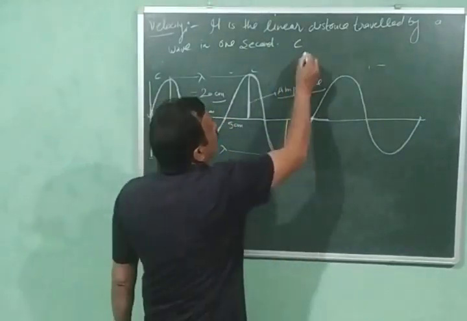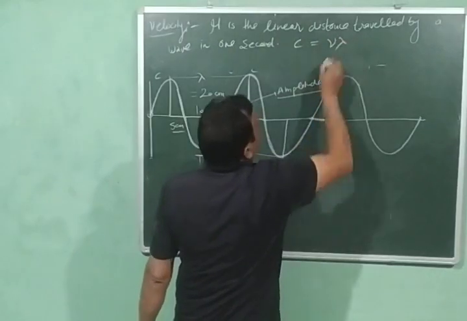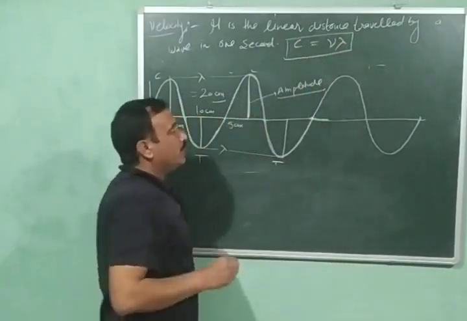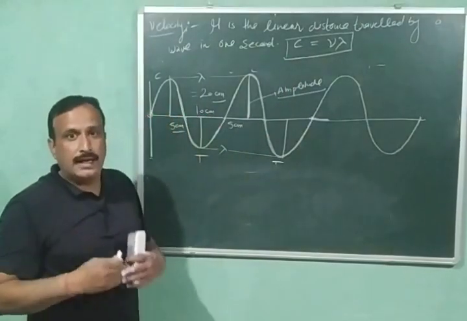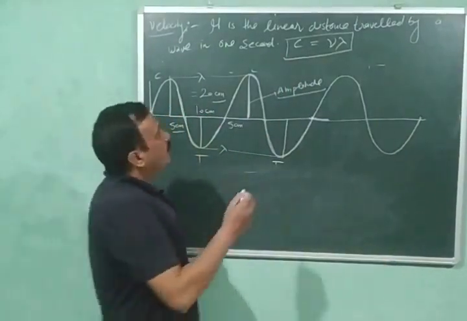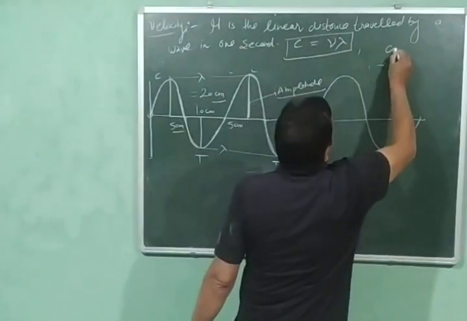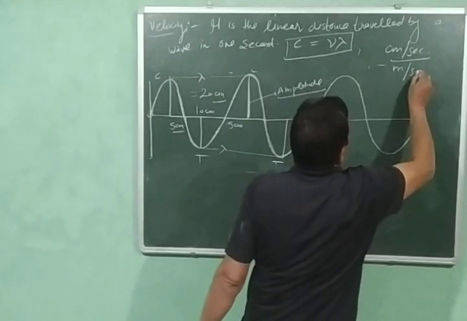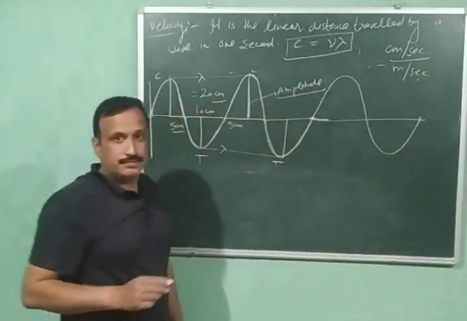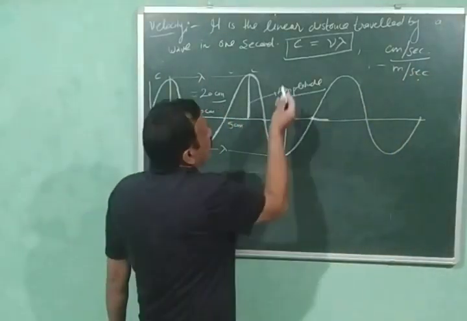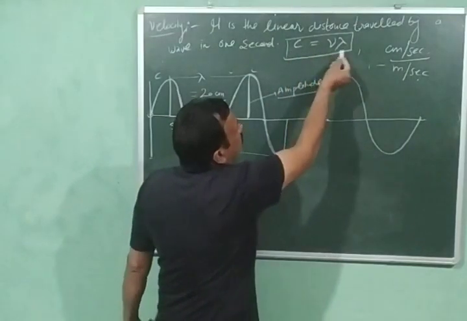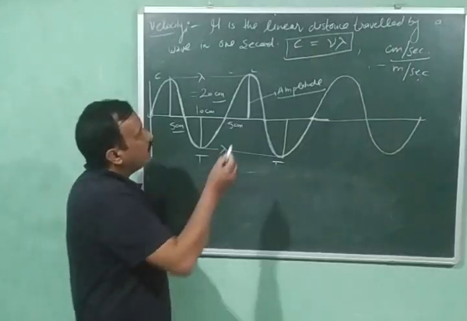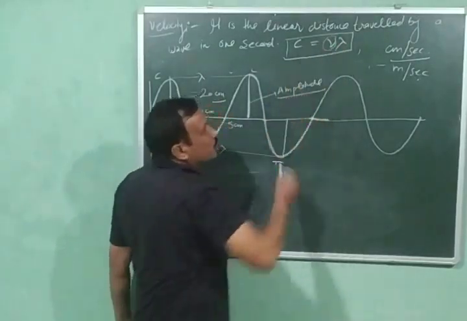and this c is equal to nu into lambda, where nu is the frequency and lambda is the wavelength, and its units are centimeter per second or meter per second. Okay, and we can easily understand how this expression has been derived, that c is equal to nu into lambda.